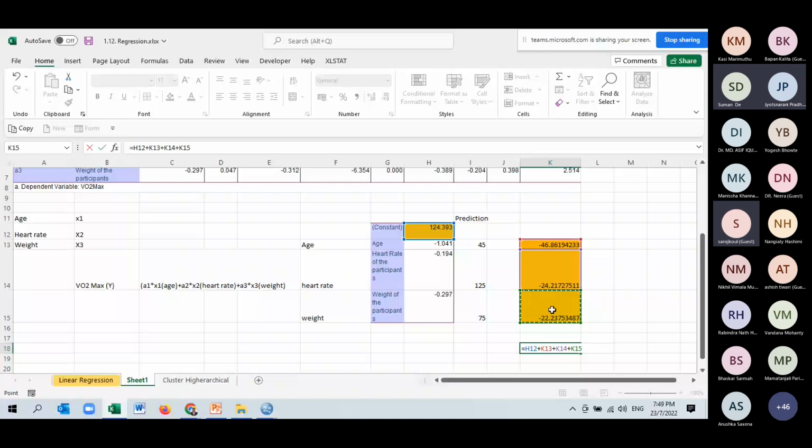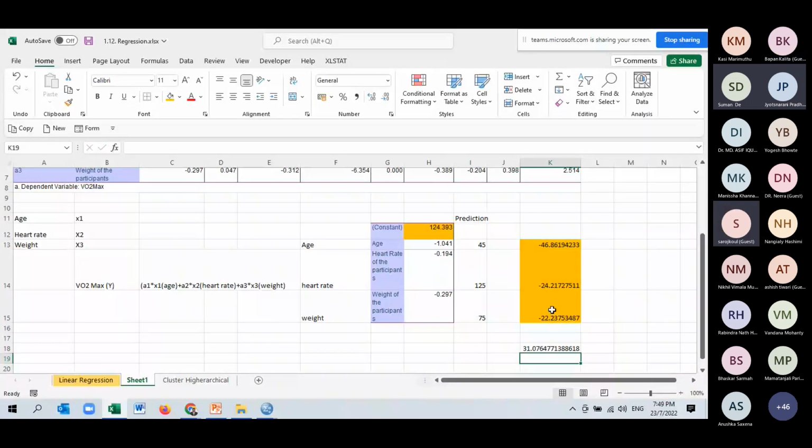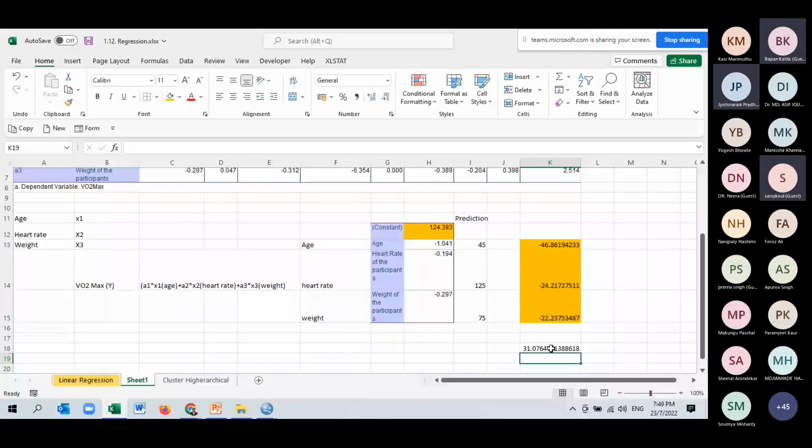Just enter. So he will have 31 ml per kg per minute, the VO2 max for this candidate.